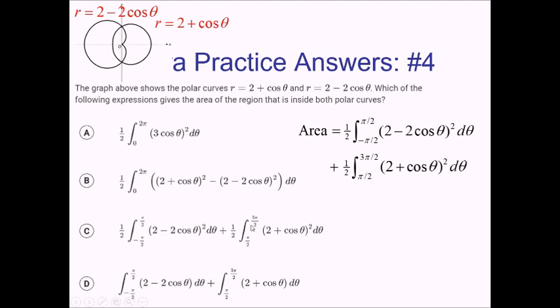Let me look at D because these look kind of similar. What's the difference between C and D? Well, in D, these things are not squared. They forgot to square their r value. So that means we've got to go with choice C.